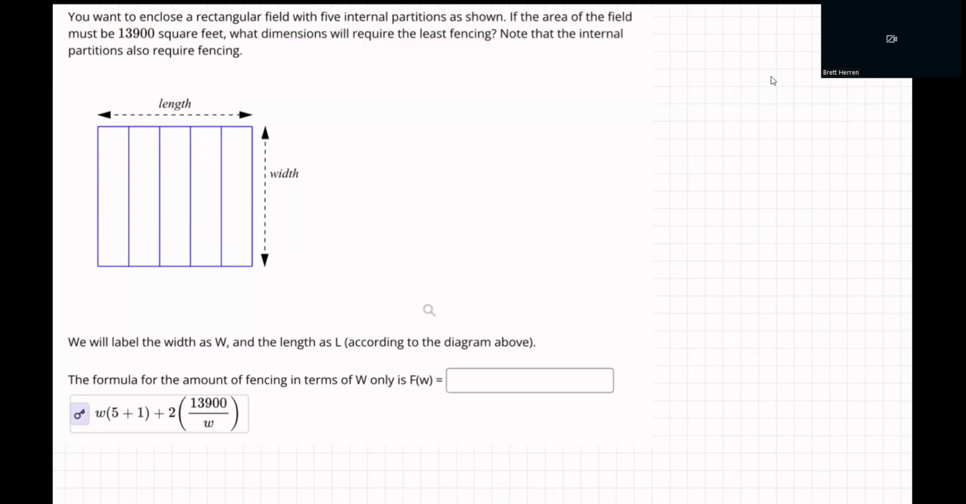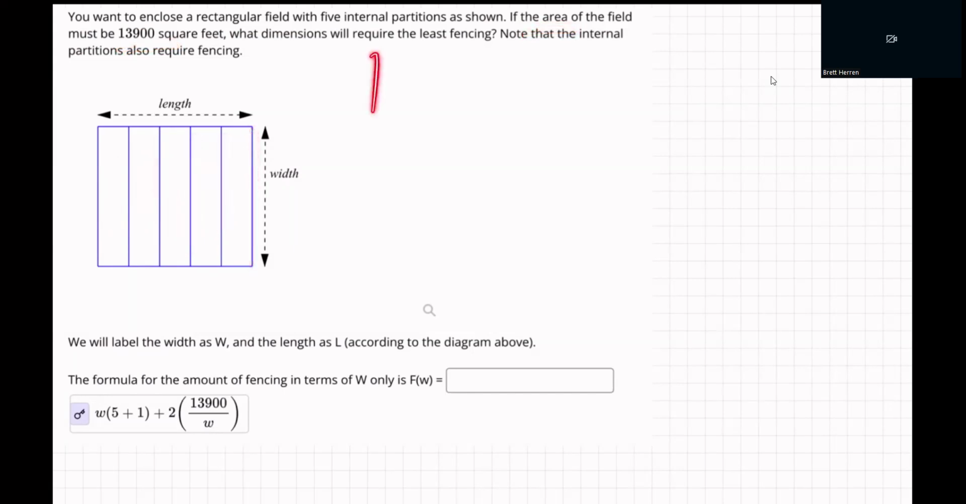So say you're gonna make some pens for some animals. You're a farmer, let's say, or a warehouse manager setting up a warehouse to store a certain amount of bins, and you have to have five aisles or sections for different animals or whatever. You have to have a certain amount of area, 13,900 square feet, because that's how much space the animals or the bins need, and you'd like to use the least fencing possible.